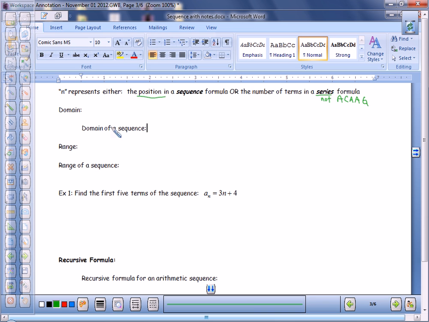So, domain is our input, right? Let's think about this in terms of sequences. Our domain is the position of the term. So, is it the first term? Is it the second term? Is it the third term? Is it the nth term? What is the position of the term? So n would represent 1, 2, 3, 4, 5, 6, 7, 8, 9, 10, 11, 12, forever.